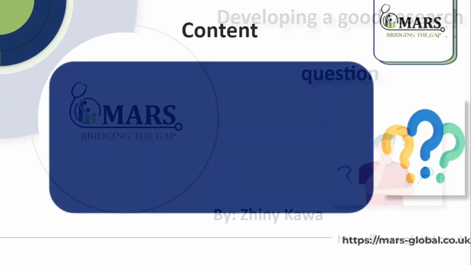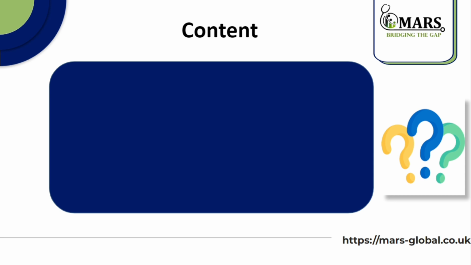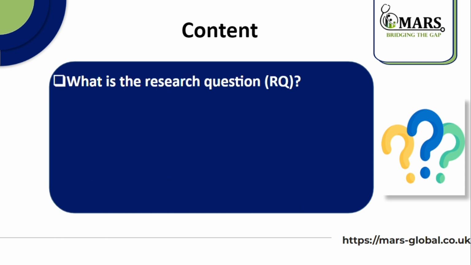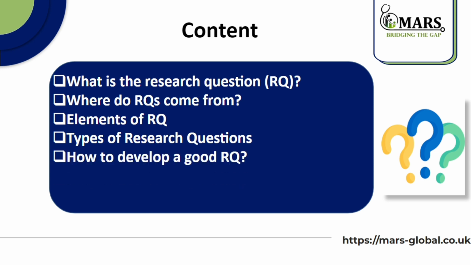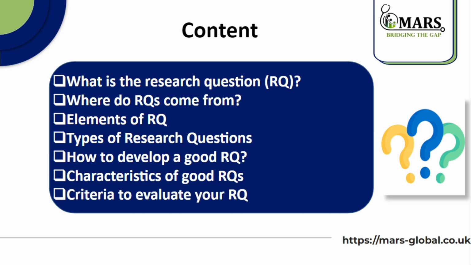So for that reason, we have a table of contents, which includes what the research question itself is, where research questions come from, elements of the research question, as I believe this one is a key slide to consider, types of research questions, how to develop a good research question, characteristics of a good research question, and last but not least, criteria to evaluate your research question at the end.